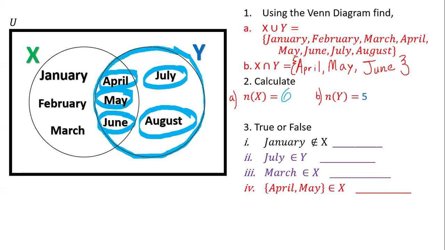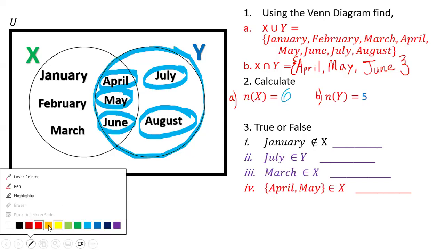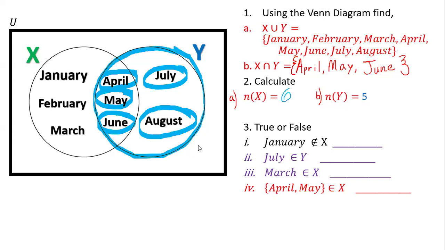Okay, so I want you to help me answer this third one, true or false. January is not an element of X. Is that true or is that false? That is false. Why do you say false? Well, if we look over to the universal set, you can see for all the ones in X, January is right there. Very good. So the answer for this one is definitely false. So that's correct.